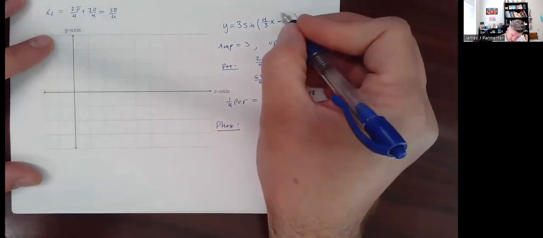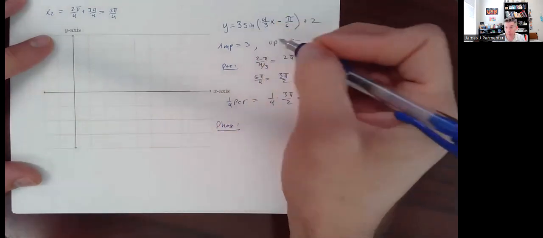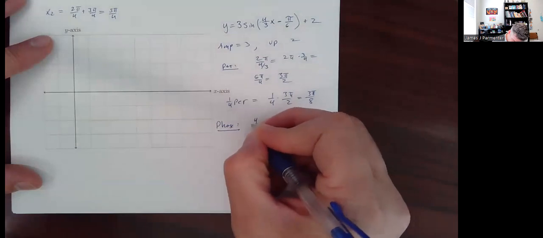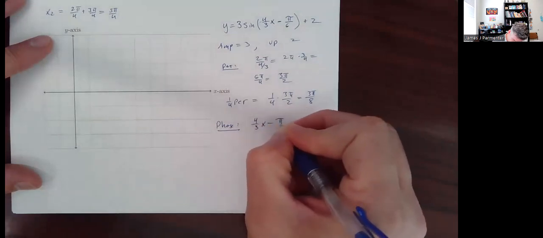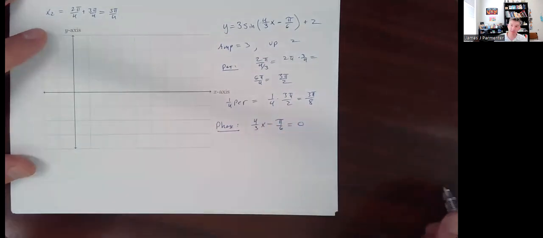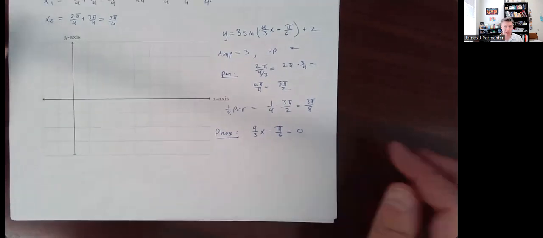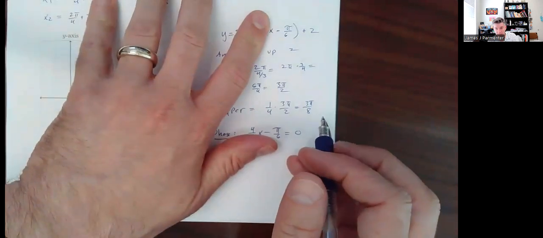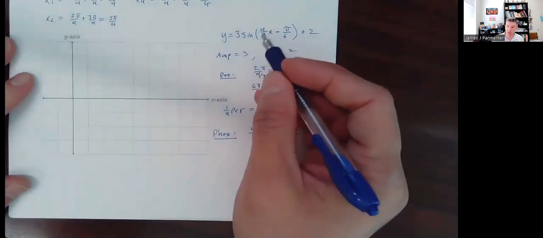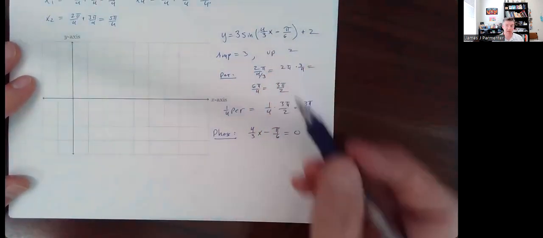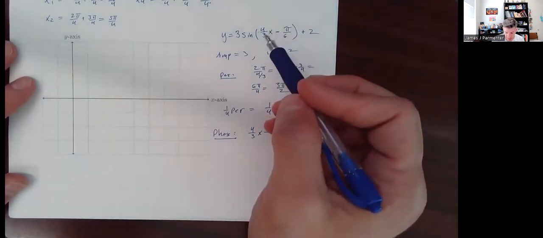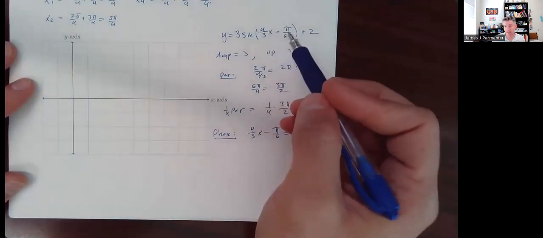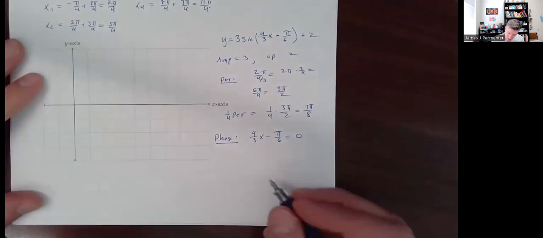Set the insides of the sine function equal to 0. 4 thirds x minus pi over 6 equals 0. Really want to point out the phase shift is not going to be pi over 6 to the right. It would be if it was x minus pi over 6, but that 4 thirds is going to change the scope of the phase shift. I do know it's going to be to the right though, because it is something with x minus a number. So I know it's going to shift me to the right. I just don't know how much.